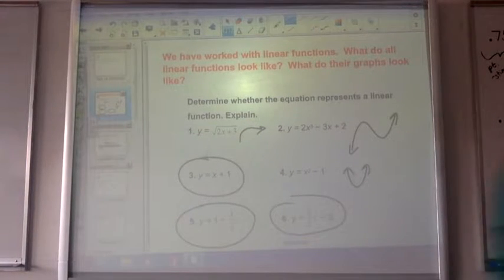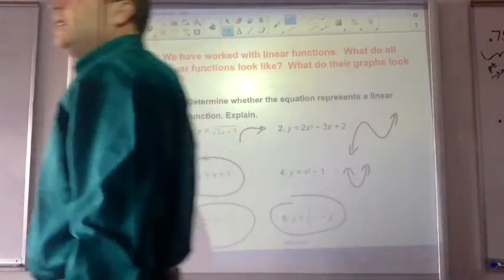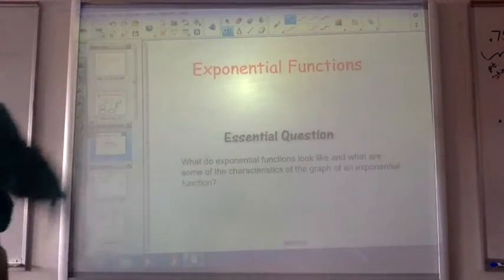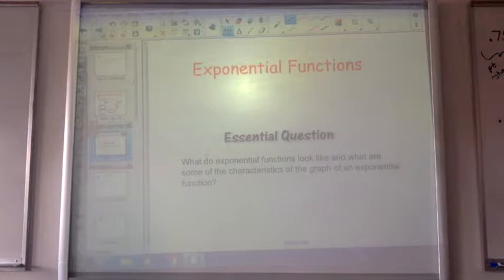May I move to the next board? Is there anything that I'm not hitting well enough? All right. Exponential functions. So we just basically talked a little bit about it. So things that grow or things that decay. So what do exponential functions look like? And what are some of the characteristics of exponential functions?